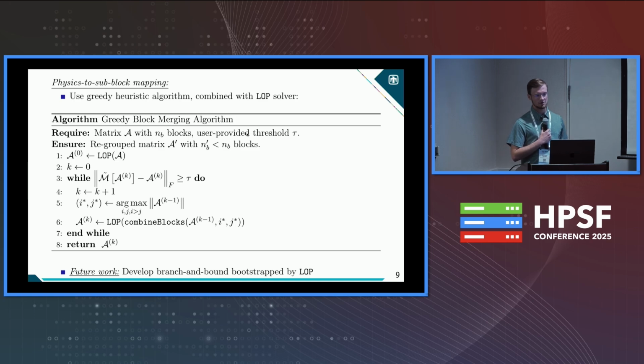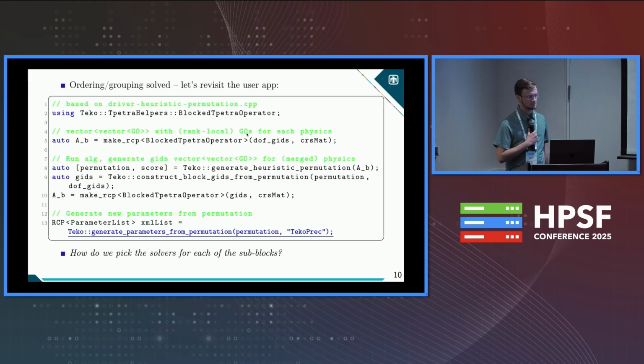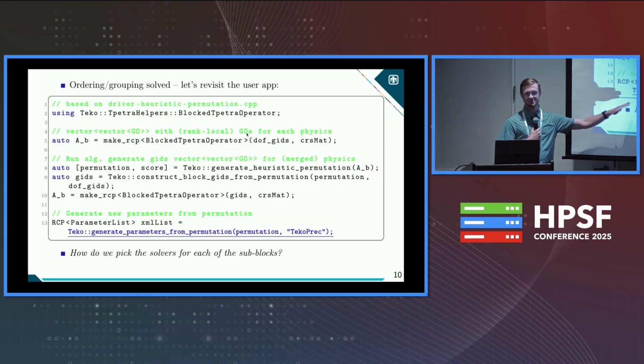I'll note that we're also working to improve on this greedy approach by developing our own branch and bound approach that's bootstrapped using this linear ordering problem solver, but that's for future work. So now that I've shown you some ways that we can solve both our ordering problem and our grouping problem, we now actually have to figure out how to invert the various subblocks. And so if we revisit our user application, let's sort of dive into this function that I have shown on line 13 here.